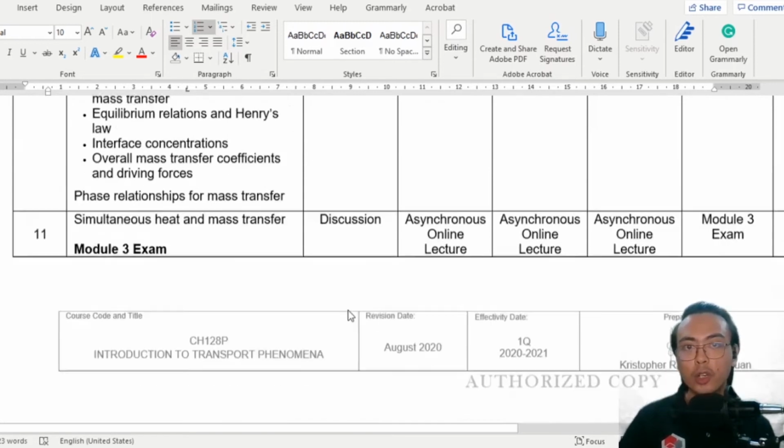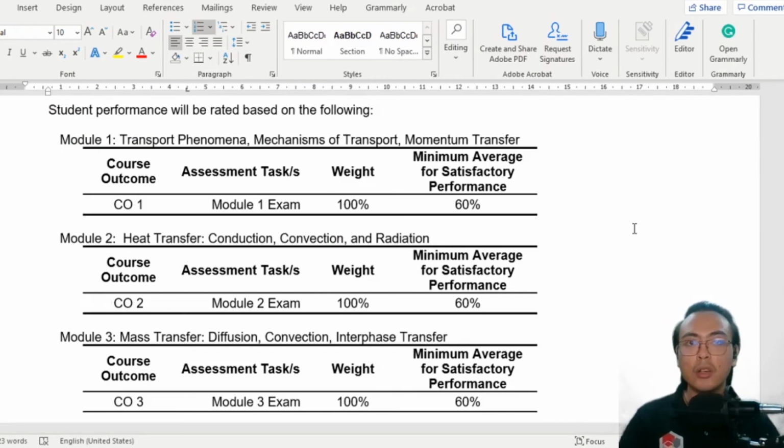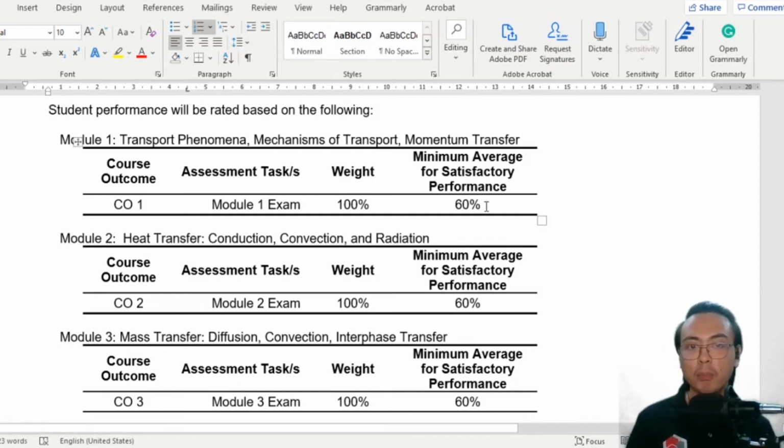Now, for the course grading, the only assessments that we have for our modules are your exams. So your exams make up 100% of your grade for that particular module. The passing grade is 60%. Okay?